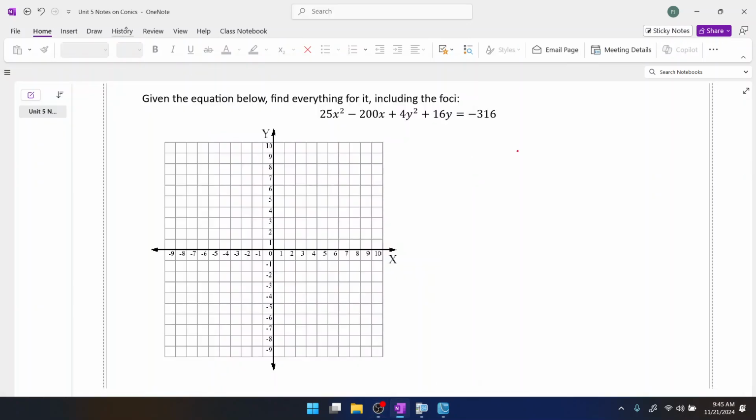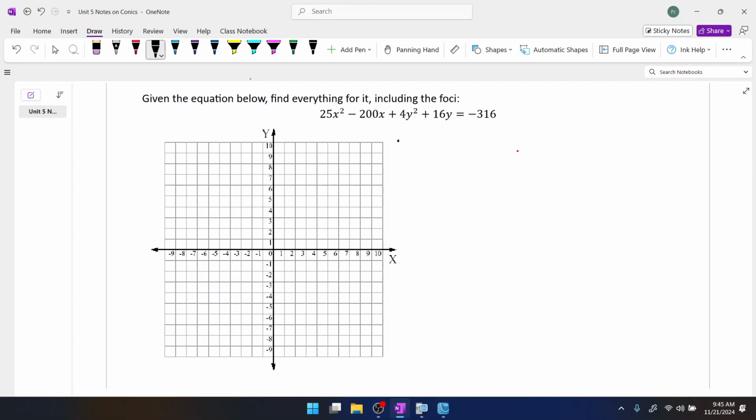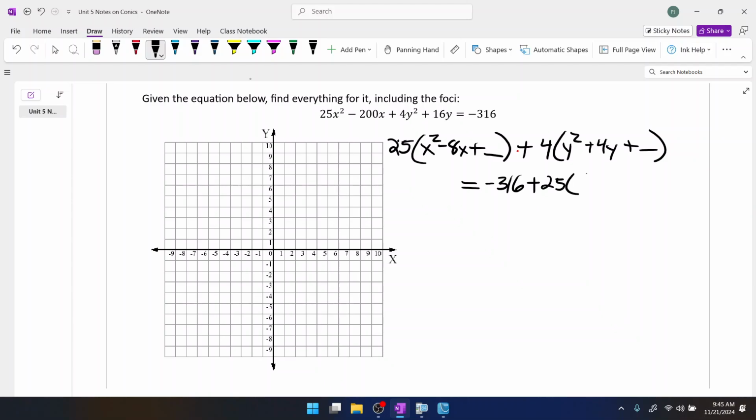All right, so in order for us to start this, we'll factor out a 25 here, and this is x squared minus 8x plus blank. We'll factor a 4 out. That's going to be y squared plus 4y plus blank. And this will equal -316 plus 25 times something plus 4 times something. So to complete the square for the x, it's going to be adding 16. And for the y, it's going to be a 4.